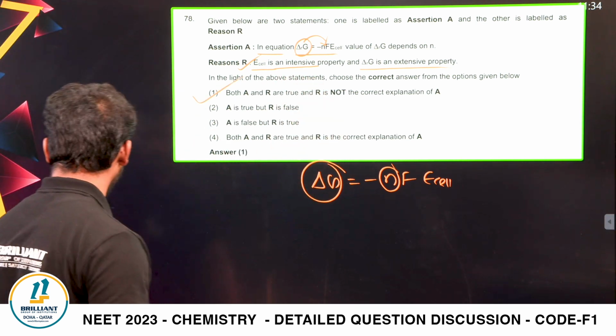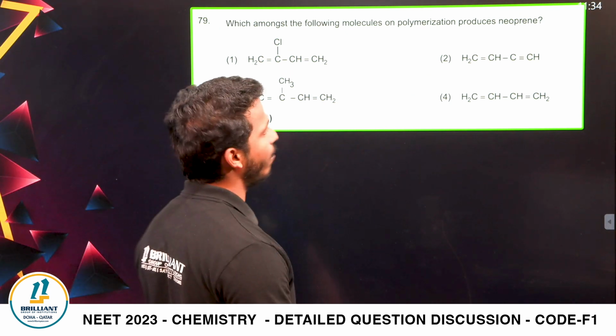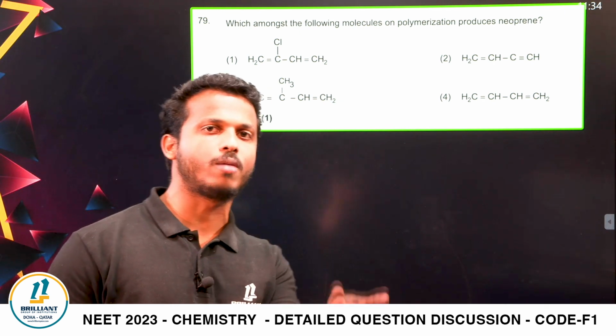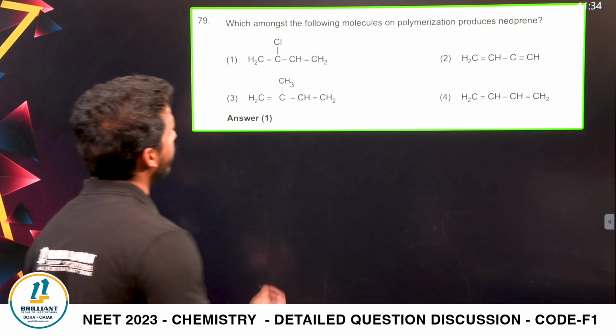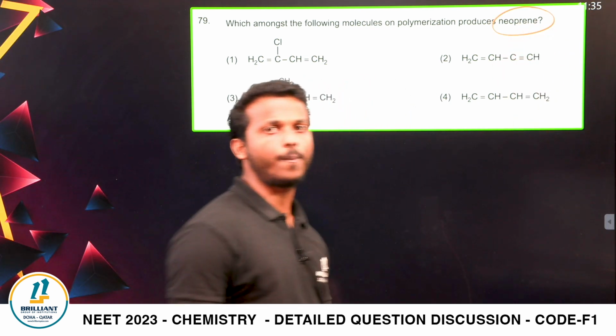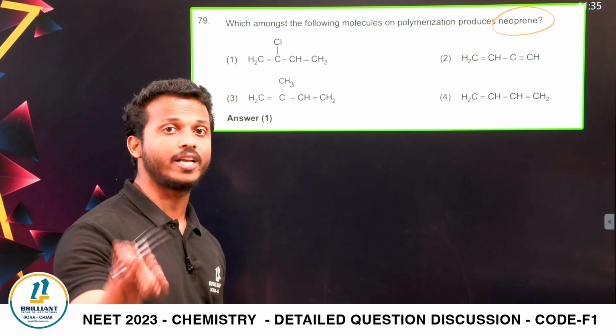Question option number 1. Question number 79, from the chapter polymer, right? From the chapter polymer, it's compulsory to know each polymer and the corresponding monomers. Which among the following molecules polymerizes to produce neoprene? You know, neoprene is also called what? Polychloroprene, where the monomer is chloroprene.